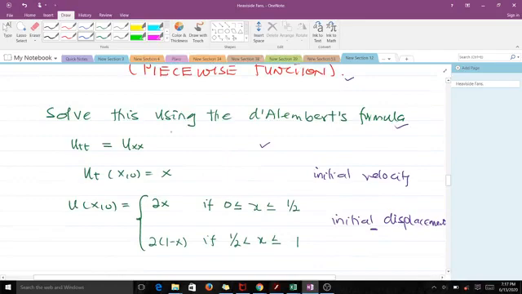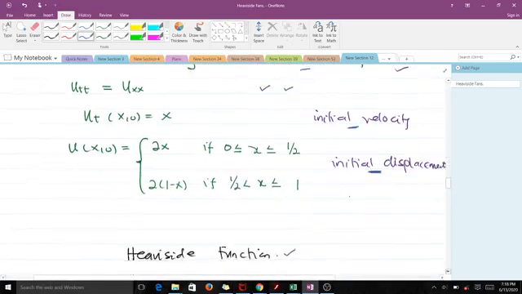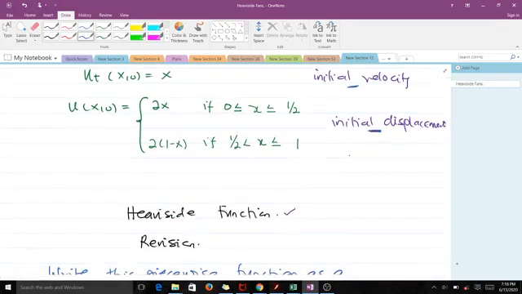So we are supposed to solve using the D'Alembert formula this particular wave equation with initial conditions. So this here is our wave equation, and this here is our initial velocity, and this here is our initial displacement. So you can see that our initial displacement is a piecewise function. So that's the type of problem we want to tackle in this video.